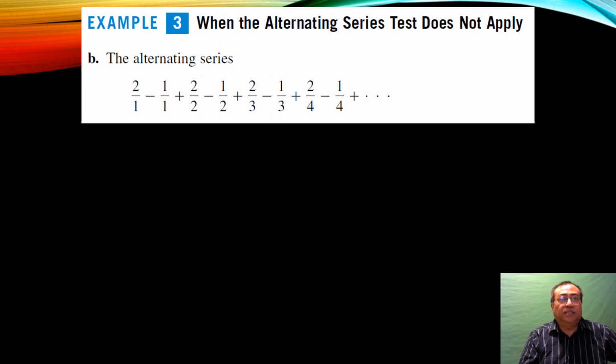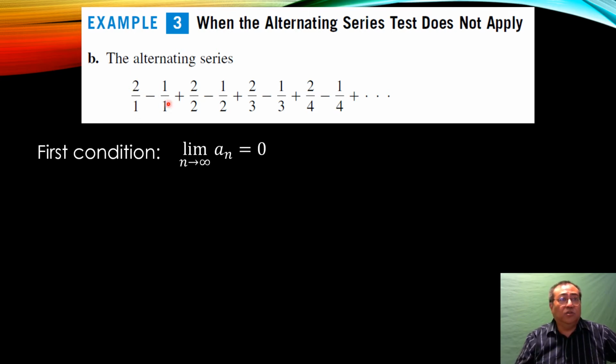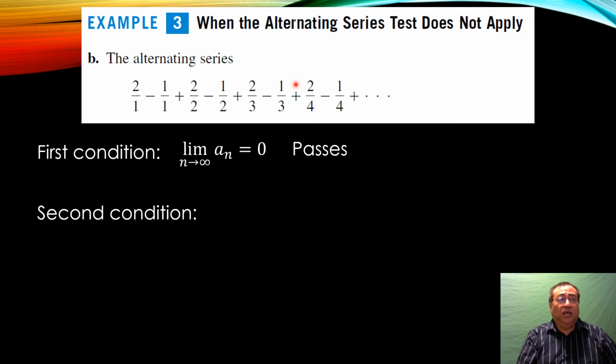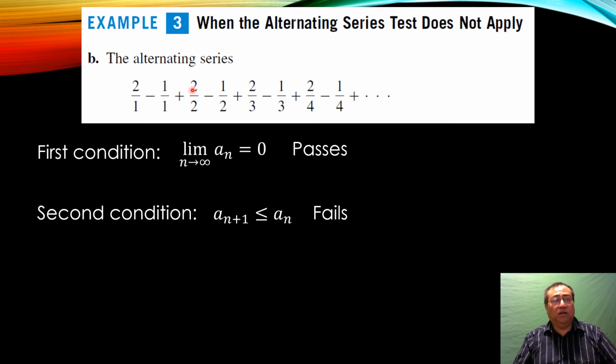Here's another example. This is kind of weird. First condition: the terms are going to 0. So this is 2, then 1, and then 1, then 1/2. It goes up, but it goes down, and then it's 1/3. It's going to 0. It passes the first condition, and the second condition, however, is not true. Let's talk about it again. So it's 2, and then 1, and then 1. It's equal, and it's okay to be equal. And then it goes to 1/2, but then it goes up to 2/3.